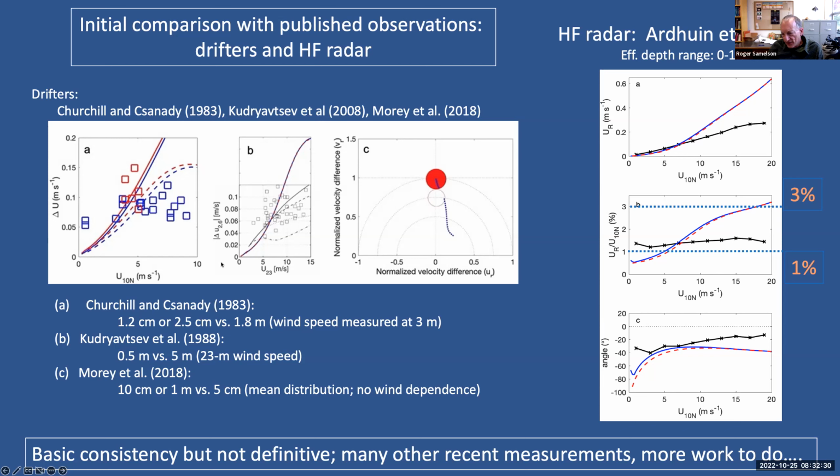And the angle in that range of sort of 3 to 10 meters per second is also not too far away. At the higher wind speeds, obviously, it diverges quite a bit. There were fewer observations, and so it's not, I don't know what to say. The model could well be wrong.